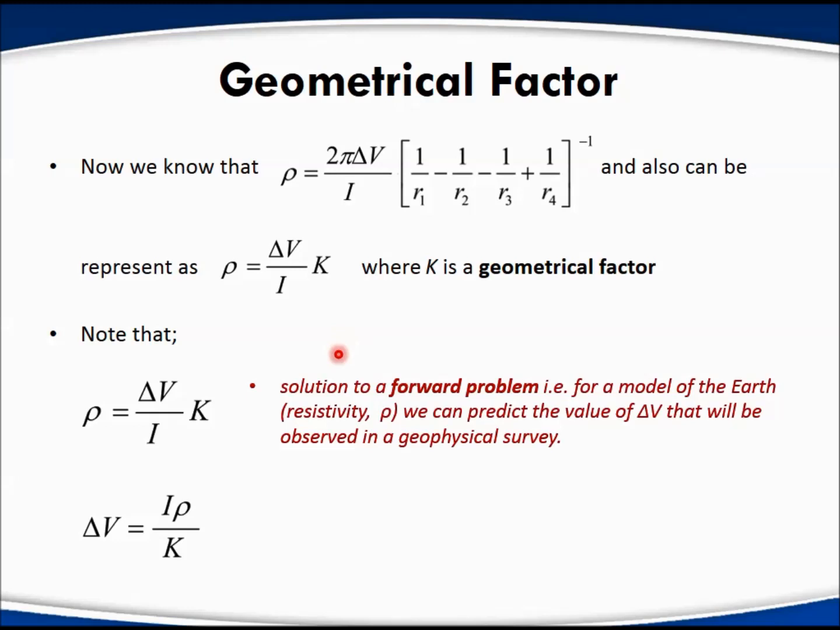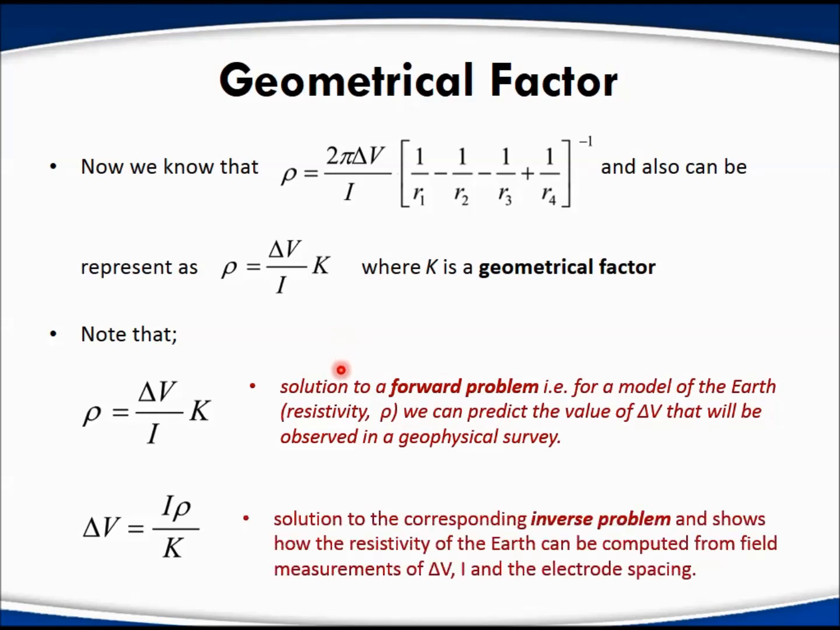So note that we got this kind of equation. We also can predict the value of potential difference in a geophysical survey. So it is a kind of solution of inverse problem, and shows how the resistivity of the Earth can be computed from the field measurement of delta V, I, and electrode spacing of the geometrical factor.